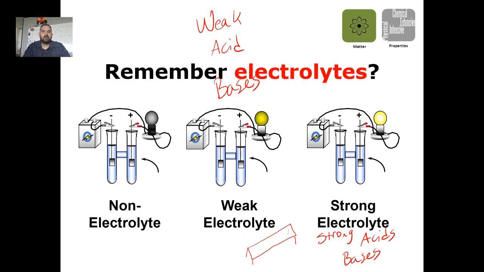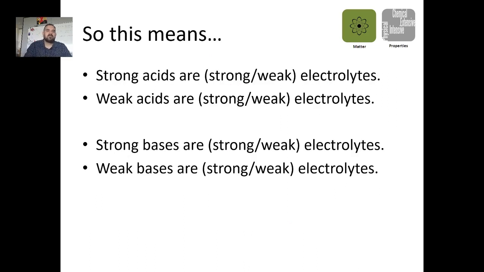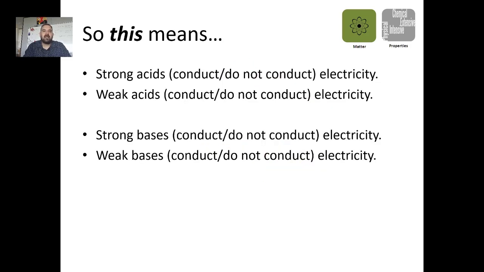All right, let's move on. So strong acids are what type of electrolytes? Strong electrolyte. Weak acids are what? Weak. Strong bases are what? Strong electrolyte. Weak bases are what? All right, so strong acids conduct or do not conduct electricity? Weak acids? Strong bases? Weak bases? All right, good.